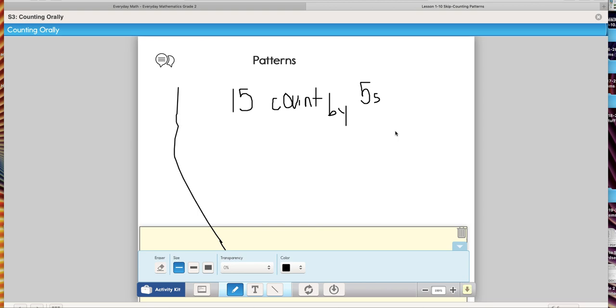95, 100, 105, 110, 115, 120, 125, 130, 135, 140, 145, 150, 155, 160, 165, 170, 175, 180, 185, 190, 195, 200. Oh, and the timer just stopped. Look, we made it all the way up to 200 in 30 seconds. Wasn't that fantastic?